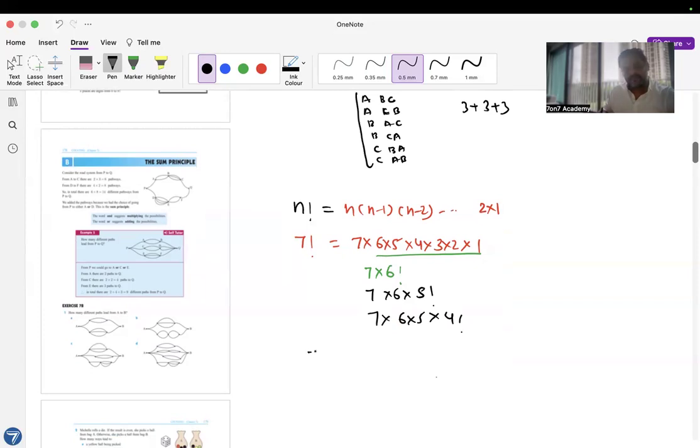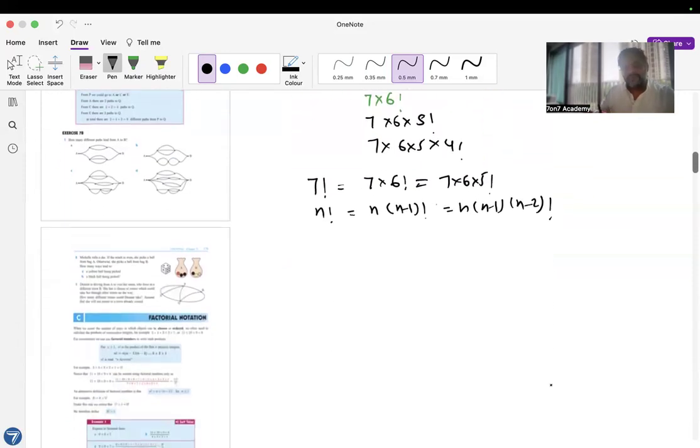So if you have 7 factorial, you can write 7 into 6 factorial. You can write the same as 7 into 6 into 5 factorial, depending on the need. Similarly, if you have n factorial, you can write n times n minus 1 factorial. You can write n minus 1 and n minus 2 factorial. So you can expand it the way you require. So this is the factorial, and a lot of algebra you can do by using factorials.